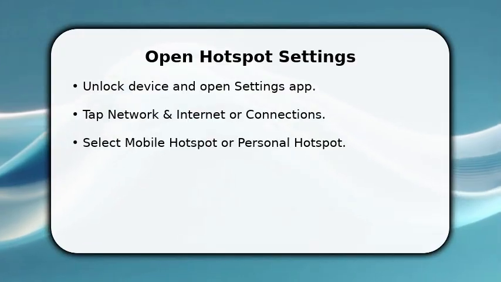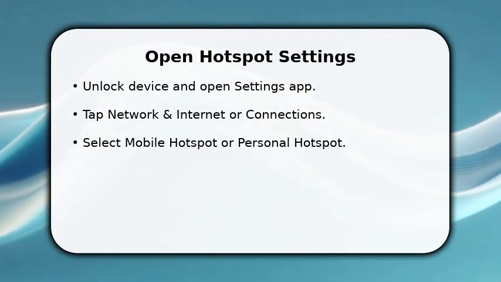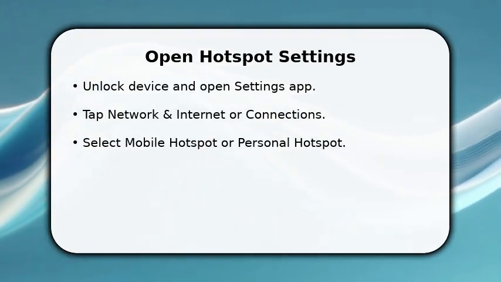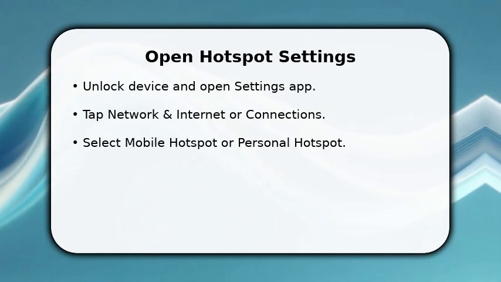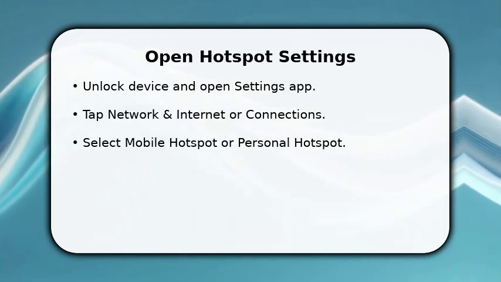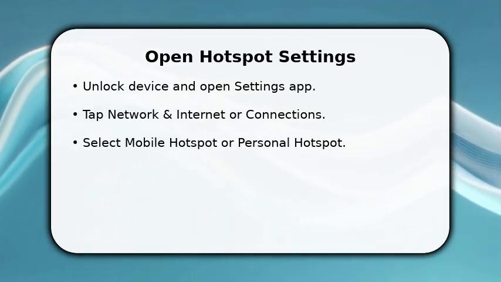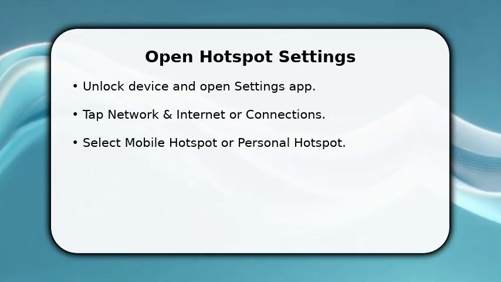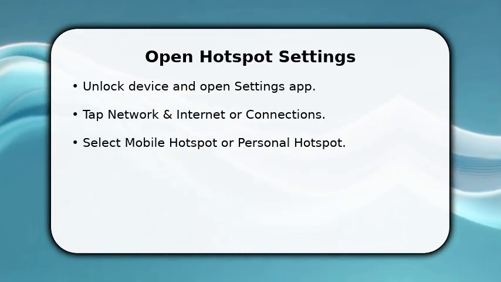You start by going straight to your device settings. This is where the hotspot lives. Unlock the phone, open settings, then tap network and internet or connections depending on your model. Once done, choose mobile hotspot or personal hotspot to reveal the hotspot controls.